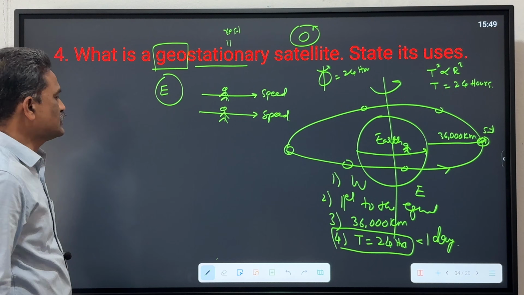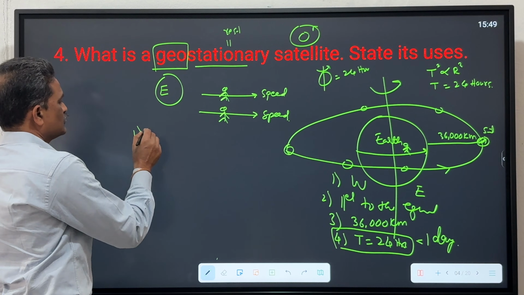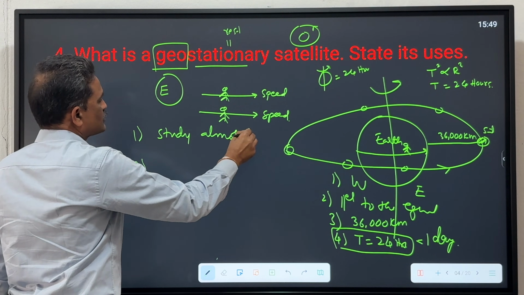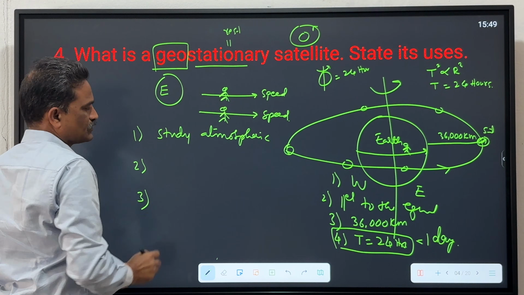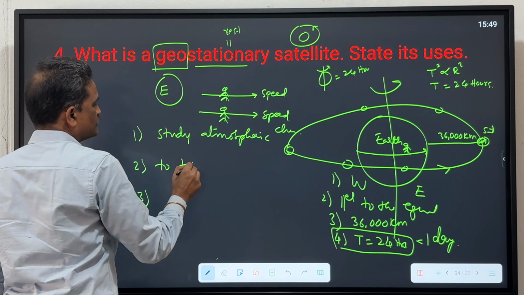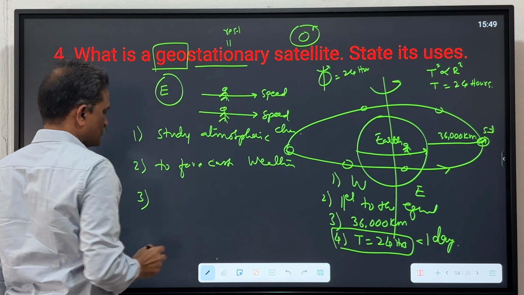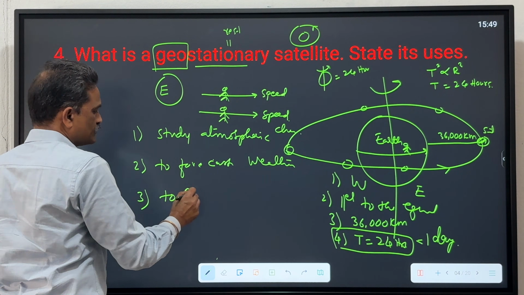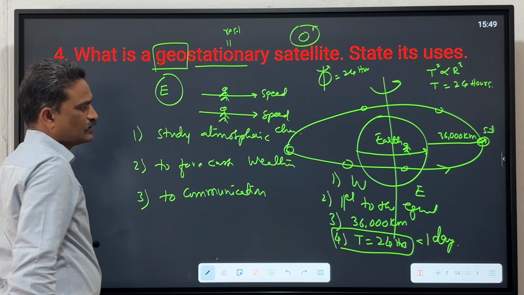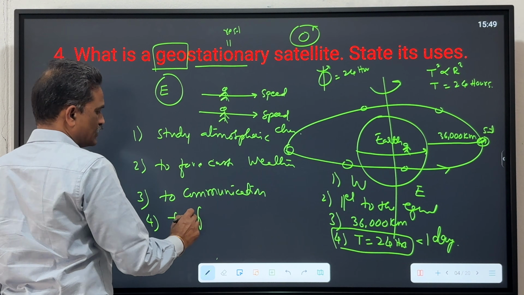So why is this geostationary satellite used? If you write 2 or 3 uses, applications are enough. To study the atmosphere or atmospheric layers, atmospheric changes. Next, for forecasting weather. Next, to communicate. All communication satellites are placed in geostationary orbits. Next, to find out minerals.